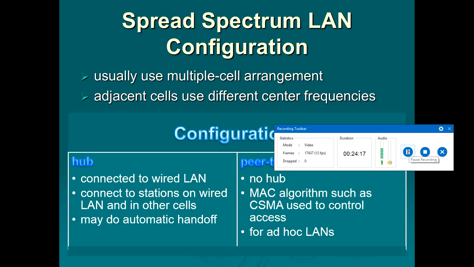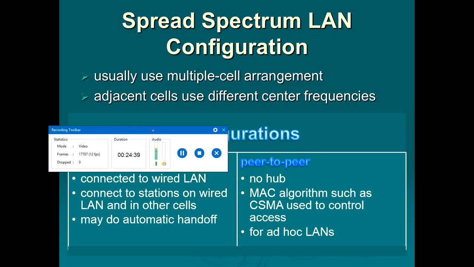So what is automatic handoff? At any time a number of stations are dynamically assigned to a given hub based on closeness to the hub, and when the hub senses a weakening of the signal, it can automatically hand off to the nearest adjacent hub. This is called automatic handoff.